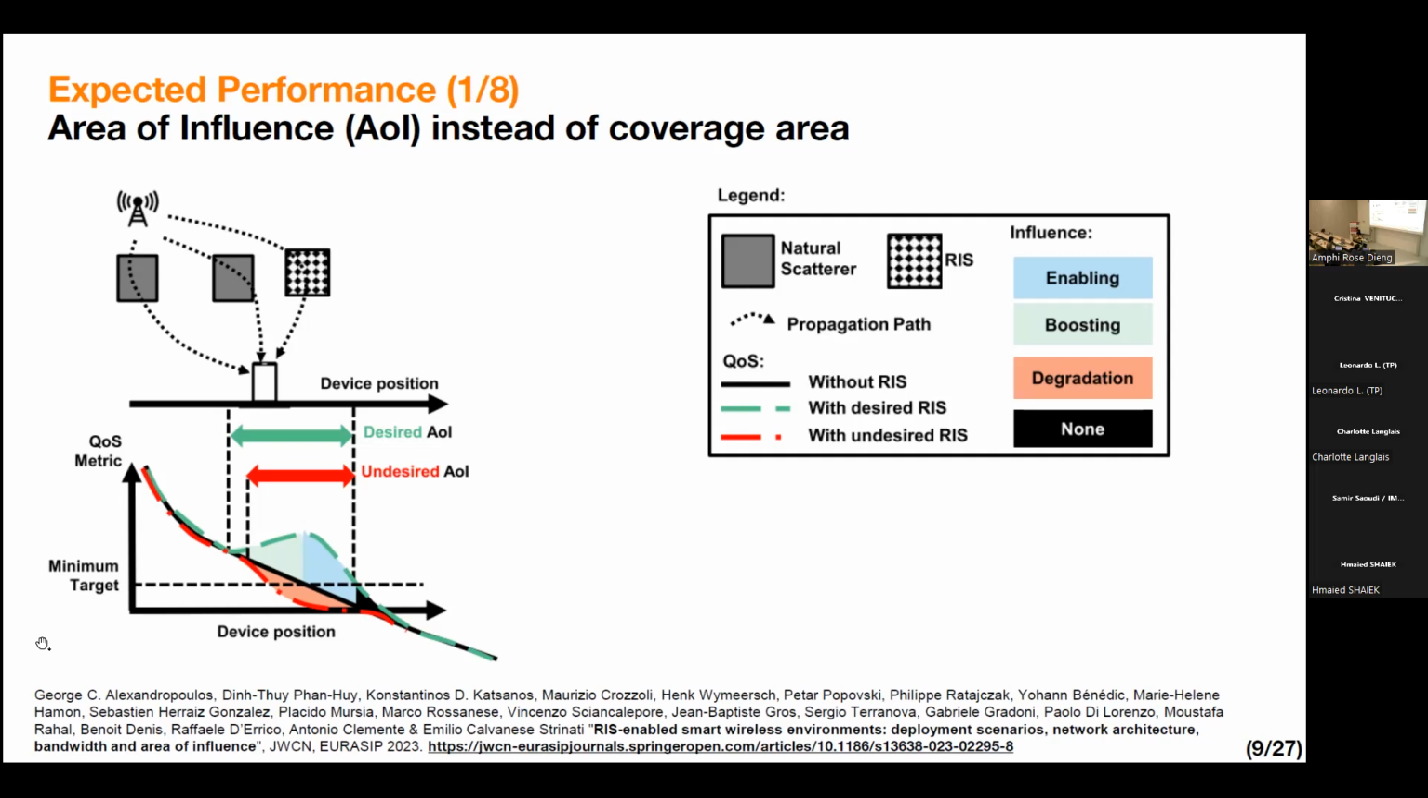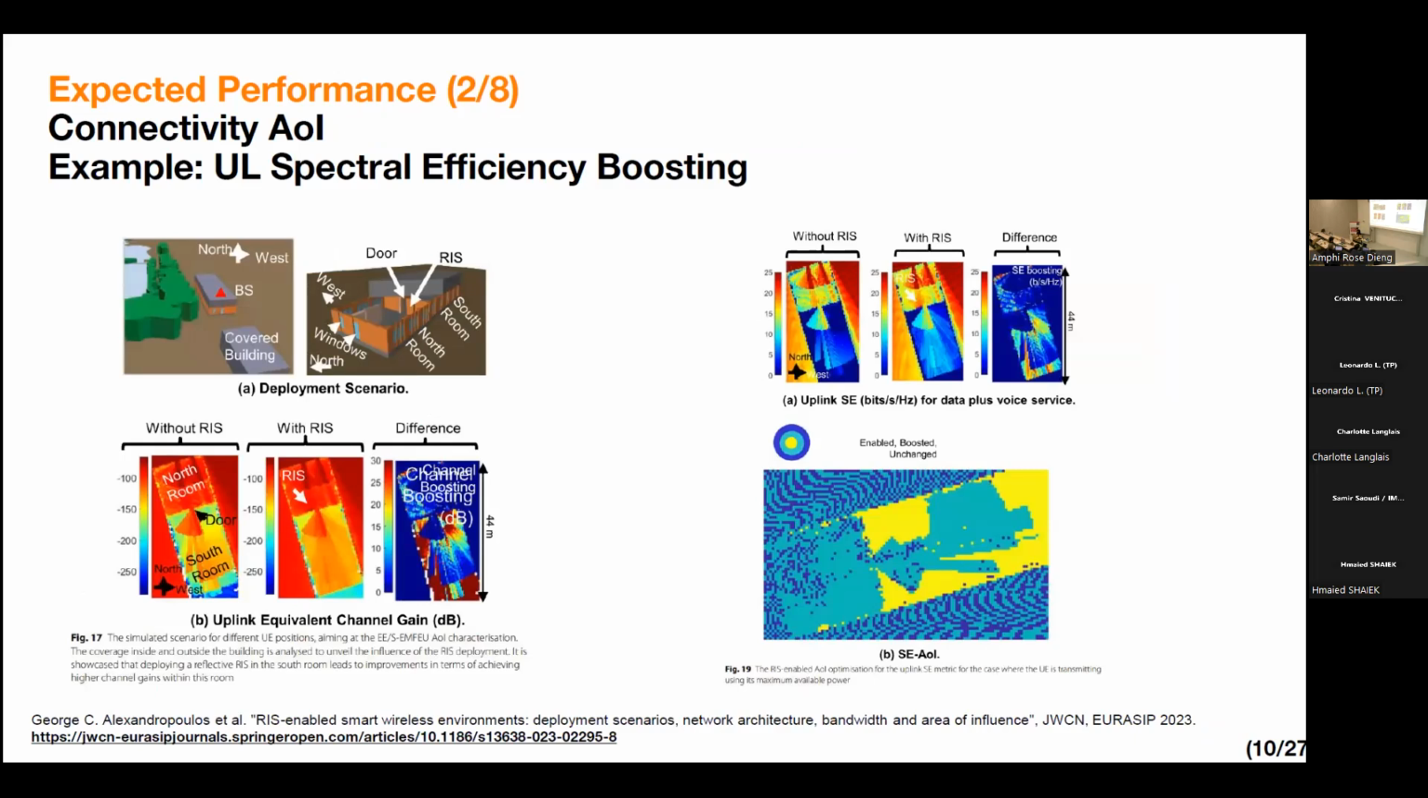So here are very rapidly some examples. I will detail this first example for a use case that we all know very well, which is connection performance, data rate, spectral efficiency, and I will go very fast on the other use cases.